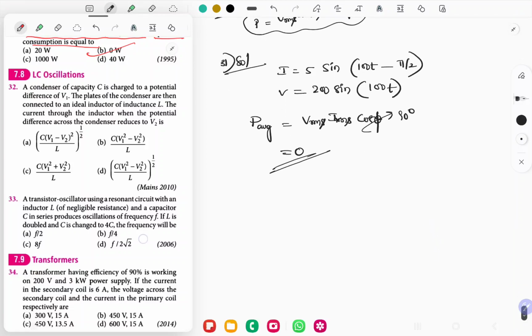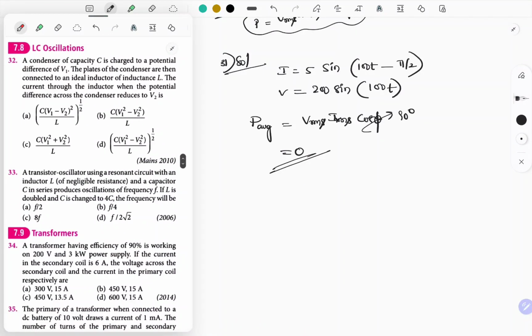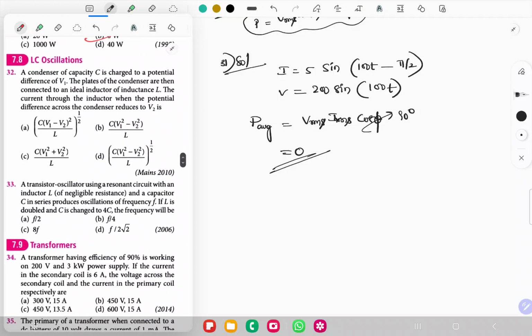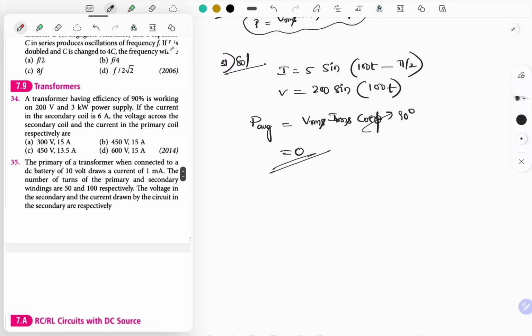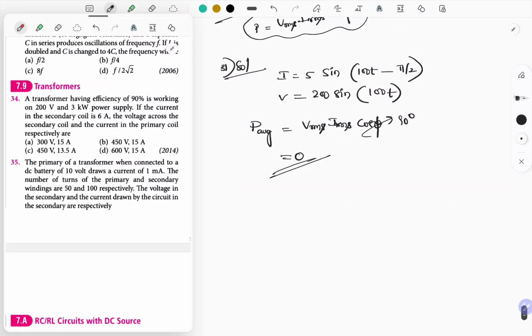So we did solve numericals up to 31, right? Next topic is LC oscillations. Let's have some break here. I'll start with the transformers. I'll answer these two questions at the end. Okay, let's start with the transformer. Question number 34, right?